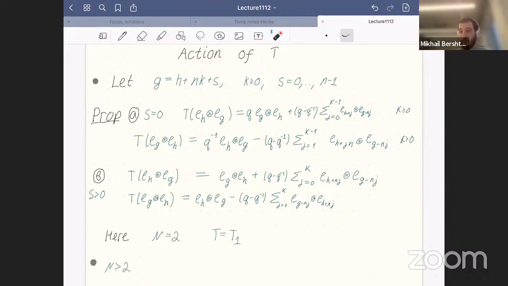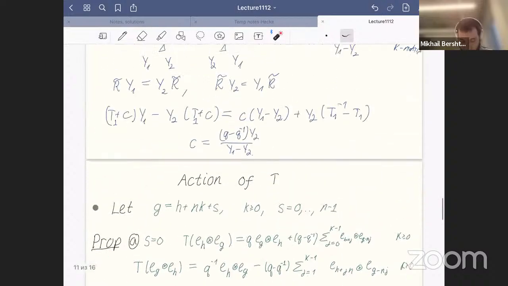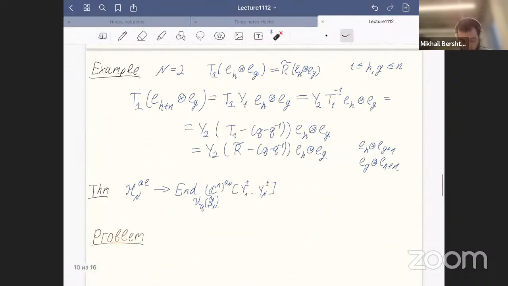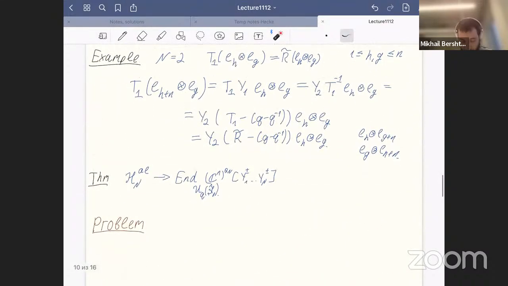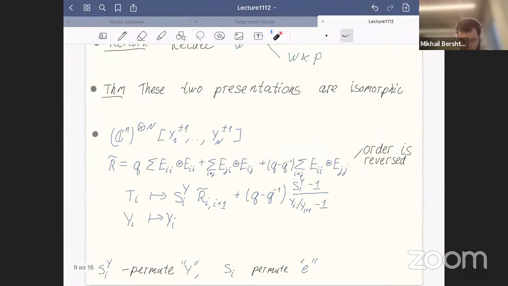I don't know. Do you want me to prove some of them? I do not plan to, but I can. Could you please show the previous page? Previous page. What do you mean by previous page? This one or this one?